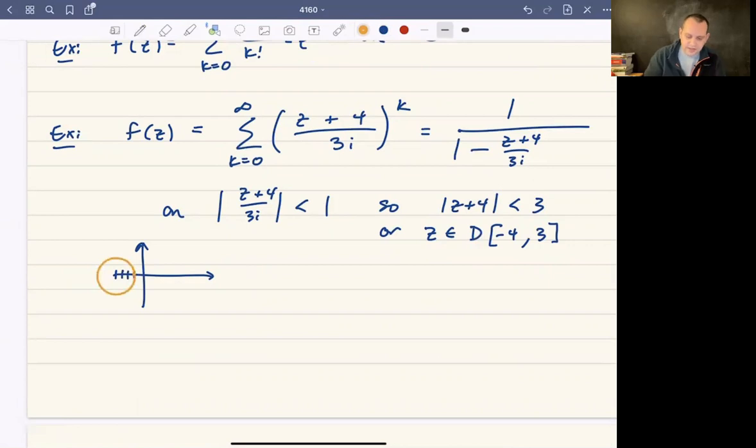Something like that. So as long as we're inside, let me draw a slightly lighter color inside. So this is going to converge inside that disk. Okay, that's the region of convergence there.